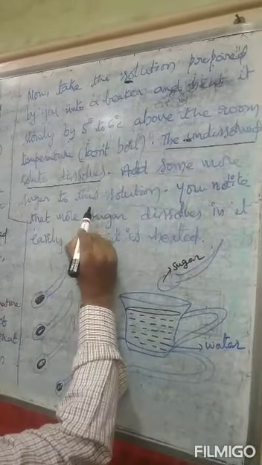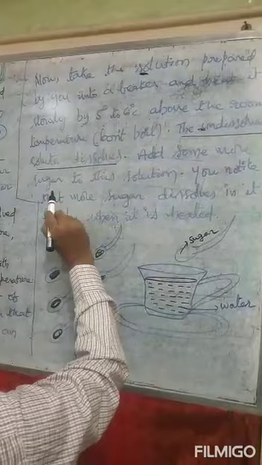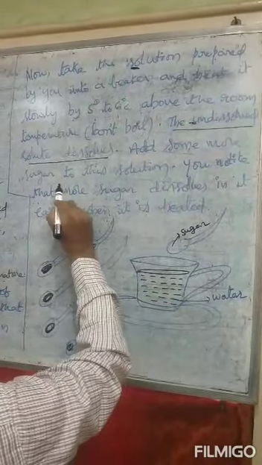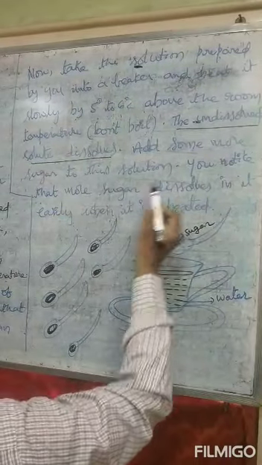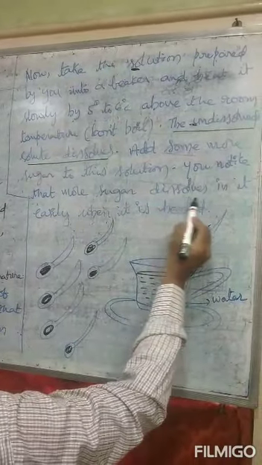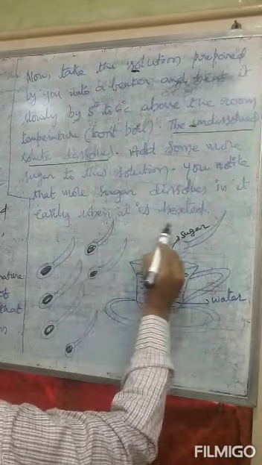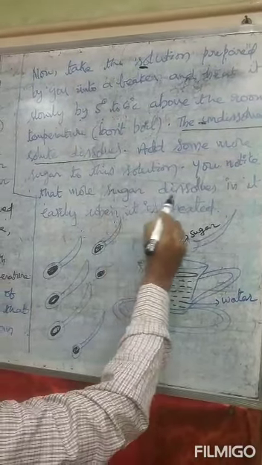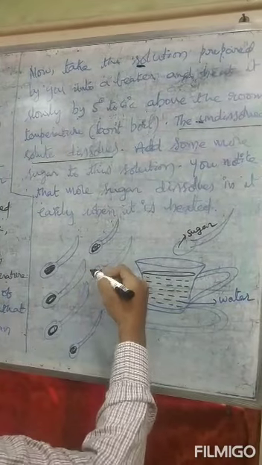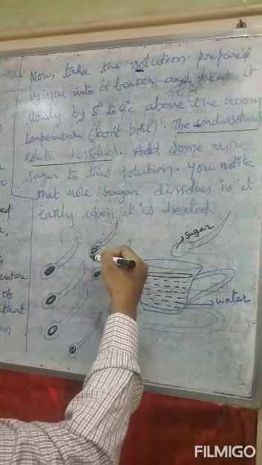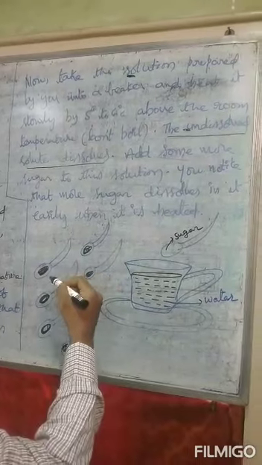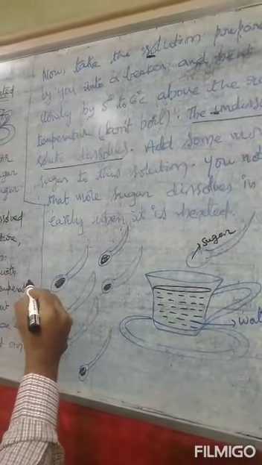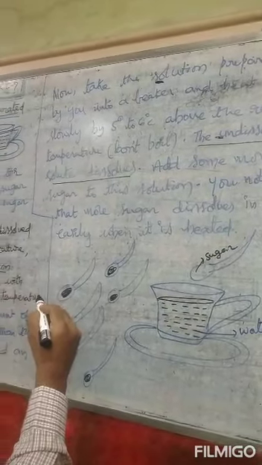The undissolved solute dissolves. Add some more sugar to the solution also. You notice that more sugar dissolves in it easily when it is heated. Such a solution is called an unsaturated solution.